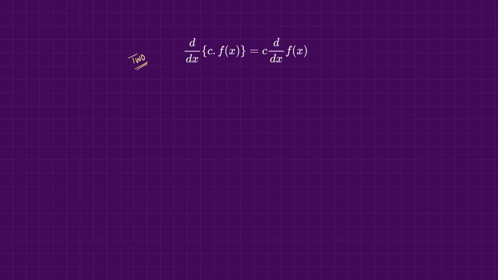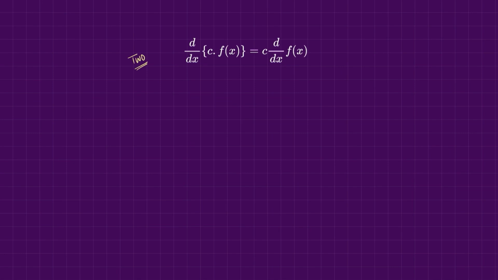Okay, rule number 2, d/dx of c times any function of x equals c times d/dx of f(x). That means whenever there is a function multiplied by a constant, then the answer will be c times d/dx of f(x). So basically the constant comes in front of this differentiation.